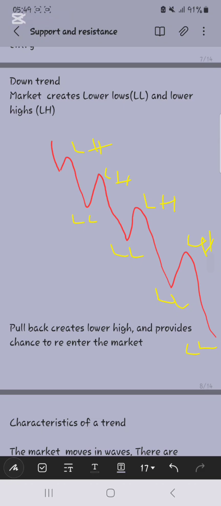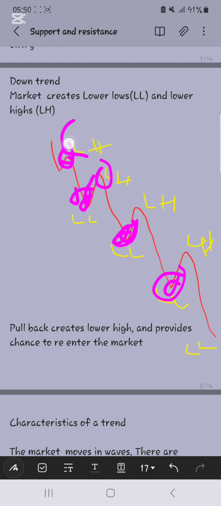So what do you have to look for in a downtrend? In a downtrend, it's now the opposite. You are creating a series of lower lows, because this low is lower than this low is lower than this low. And then the pullback is creating a lower high, because this high is lower than this high, this high is lower than this high, and the series continues just like that.